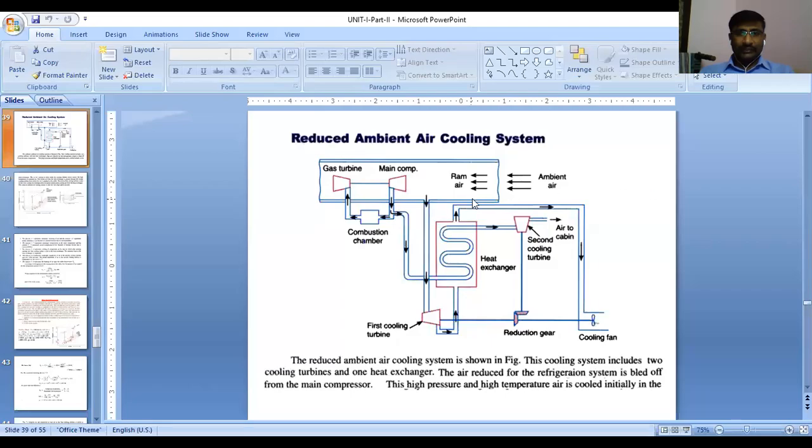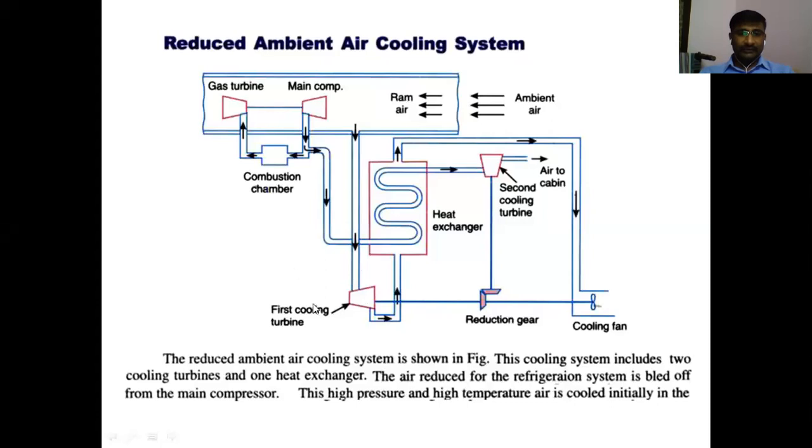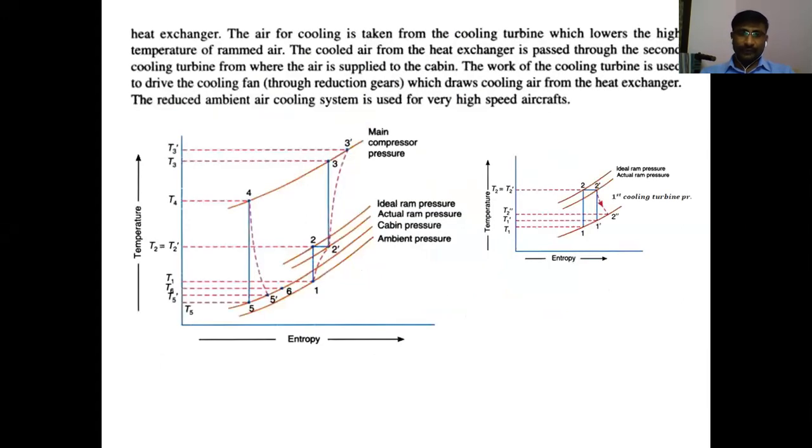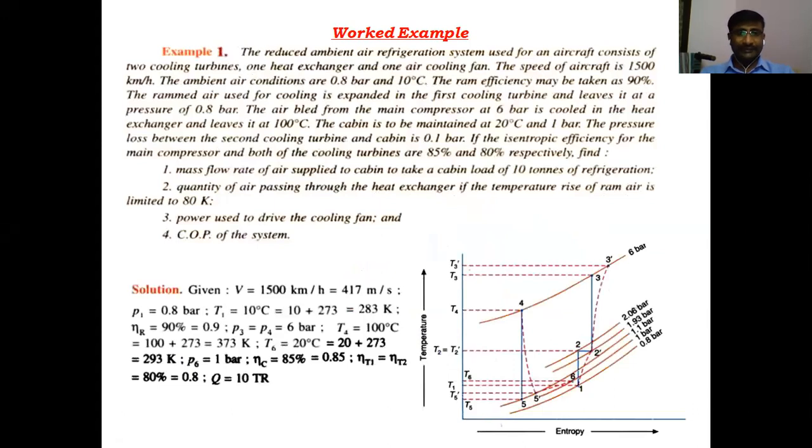In the earlier class, class number 11, we discussed the working of this reduced ambient air cooling system. In this system, the extra component when compared to the simple system is the first cooling turbine, which is used to reduce the pressure and temperature of air before entering the heat exchanger. Clear? After reducing the pressure and temperature, the air is utilized in the heat exchanger as a cooling medium. So let us go for the problem. This is the worked example on the reduced ambient air cooling system.